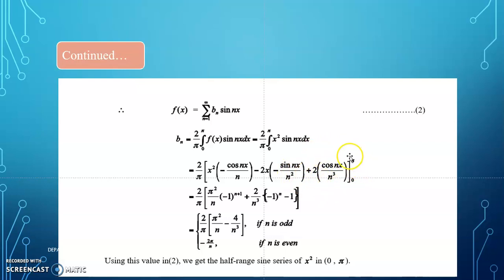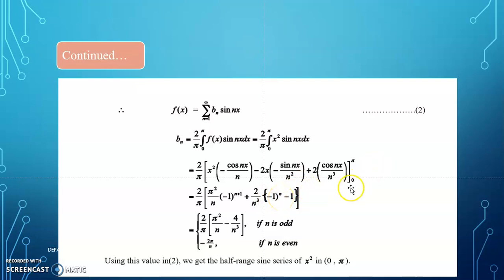So now we are going to apply the limit 0 to pi. If you apply the upper limit, in the first term you will get cos n pi. So cos n pi value we know. Then sin n pi value is 0. In the last term also we have the cos n pi value. Then only from the first and the last term we get the value. So therefore pi square, so instead of x substitute pi. So pi square by n into (-1)^(n+1). Already this minus is there, so that minus is also included. So that can be written as (-1)^(n+1). Then here 2 by n cube into (-1)^n.